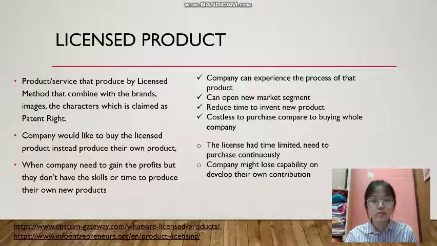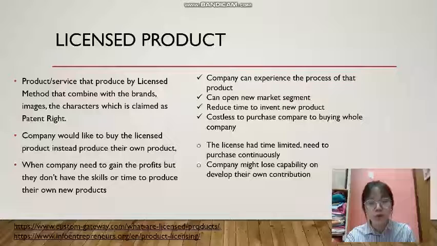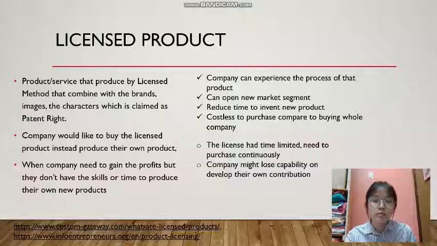The next is licensed product. What is a licensed product? It is a product or service produced by a licensing method that combines brands, images, and characters, which is claimed as patent rights. A company would like to buy a licensed product instead of making its own product. This is because when they need to gain profits in a short time but don't have the skill or time to produce a new product, they are willing to buy the licensed product.